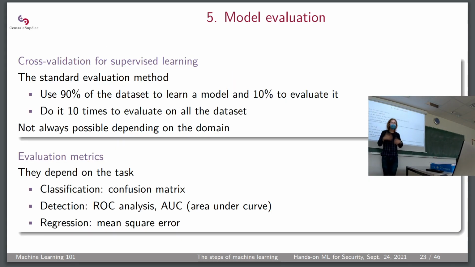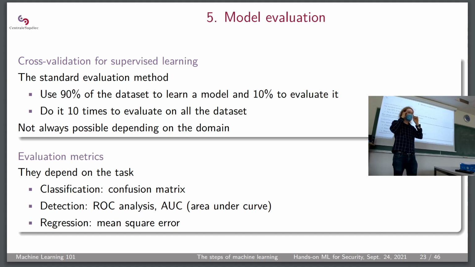And then, how should I evaluate my model? Generally, in machine learning, we use what is called cross-validation in a supervised learning setting. The idea is to use 90% of the data set to learn a model and 10% to evaluate it. And you do it 10 times, so you evaluate on all the data set. It's not always possible, it depends. For example, you could say that no, I can't use newer data to predict some older data. I need to preserve the time, for example. But it's a good starting point.